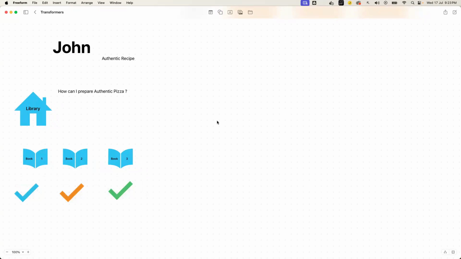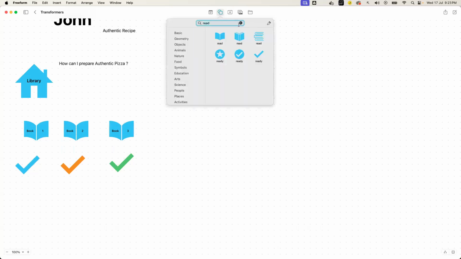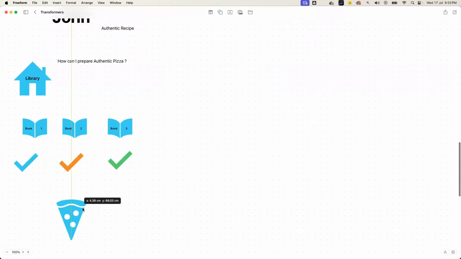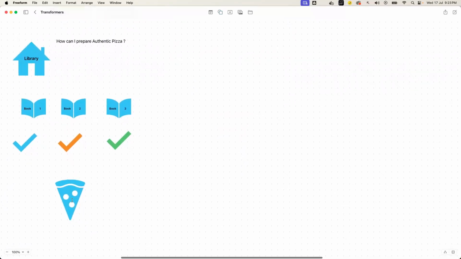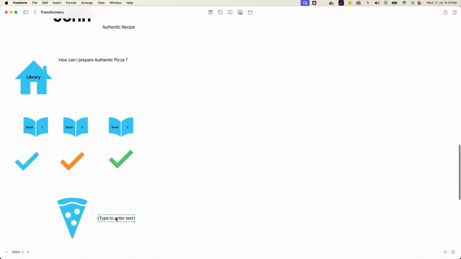Once he got the information from the three books, he combined all the knowledge and came up with his own recipe. So finally, he came up with his own recipe and he prepared his authentic pizza. So that is what John has done in the story.